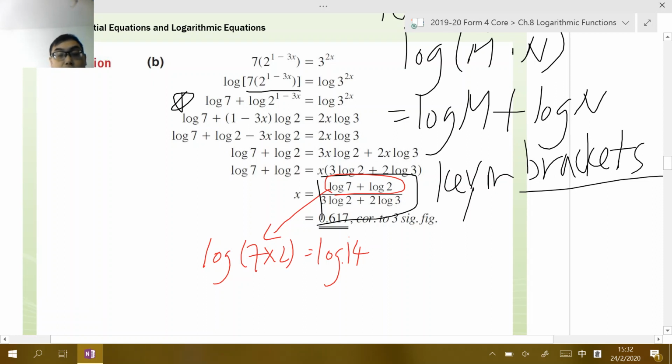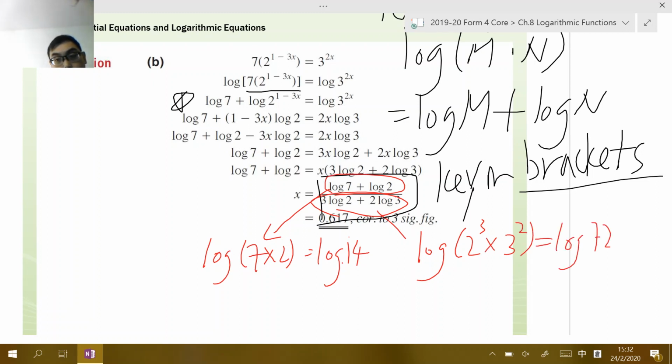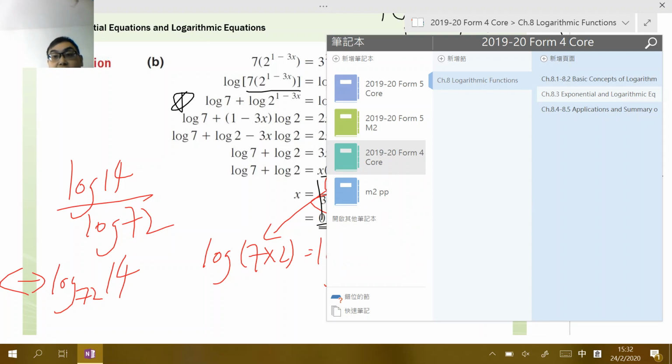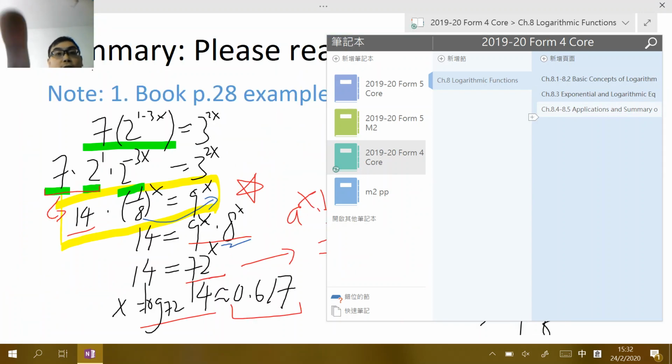And besides log 14, for the denominator you can also apply the log index again, but before that you have to put the power back to 2 and also the power back to 3. So you can see this one will be log 72. Then the whole thing becomes log 14 over log 72. But you know that log 14 over log 72, if you use the change of base formula, you will have exactly the same as log base 72 of 14, which is the same as the answer you get when I use the log index first.